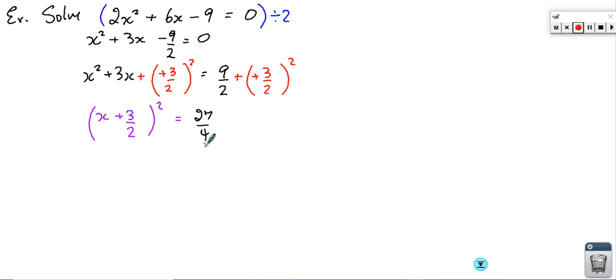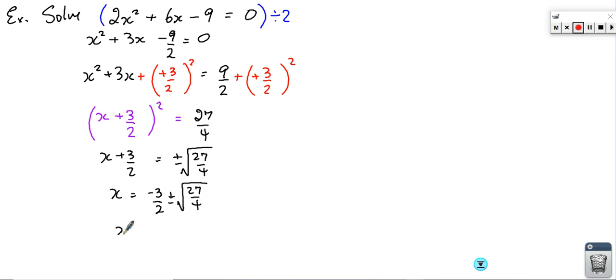Now I've got an equation, I need to solve the equation. So x plus 3 on 2 is equal to plus or minus the square root of 27 on 4. So x is equal to minus 3 on 2 plus or minus the square root of 27 on 4. And there I have my two solutions.